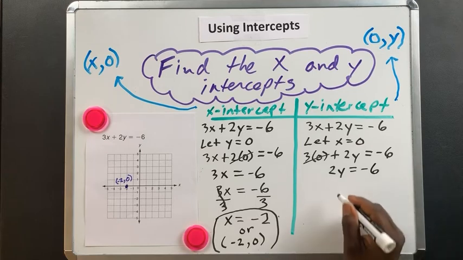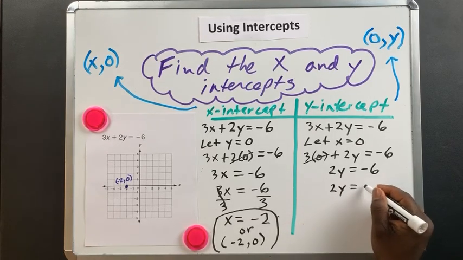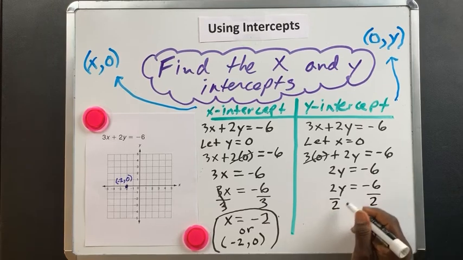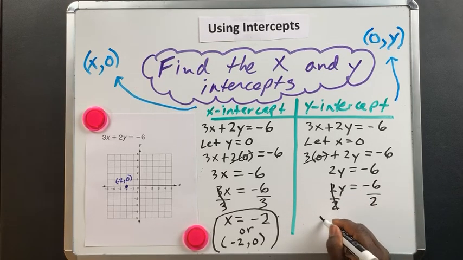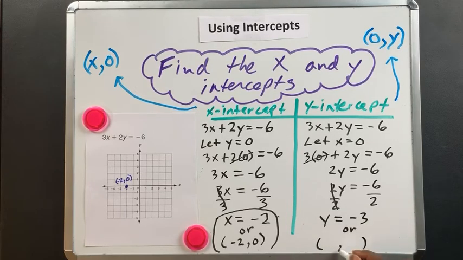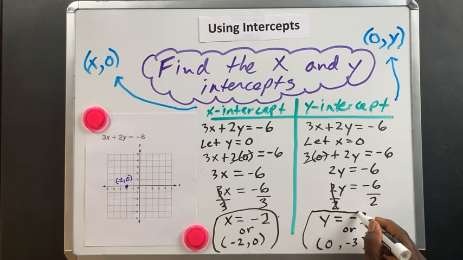Use the division property of equality. I'm going to bring that down again. Divide both sides of the equation by 2. The opposite of multiplying y by 2 is to divide by 2. Whatever you do to one side, you do to the other side of the equation. We get y equals -3. Or we can write the y-intercept as an ordered pair. So we have -3 for the y-coordinate, and x has to be 0. This is our y-intercept. So let's plot that point.